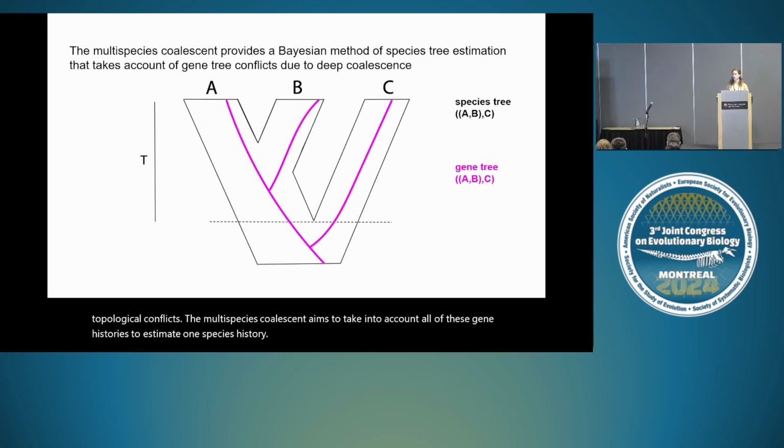I'm going to talk about a couple of parameters later in my talk. The first one is T, or species tree height. That's the height from the tips of the species tree down to the most ancestral speciation event. We also have theta, which is the distance between two taxa in terms of expected number of substitutions.